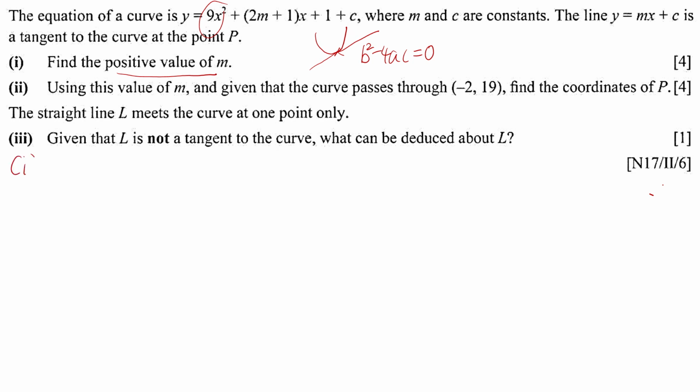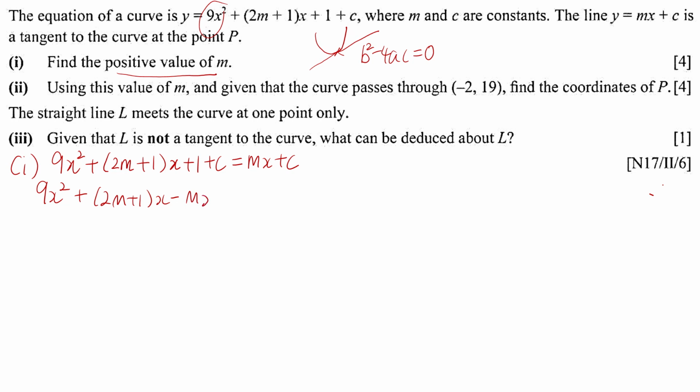Okay, so we can do the first part. Let's generate equations in terms of x only. Let's bring all the terms to the left hand side. You'll see that I have a term involving x, also another term involving x. So I'm going to factorize the x out.